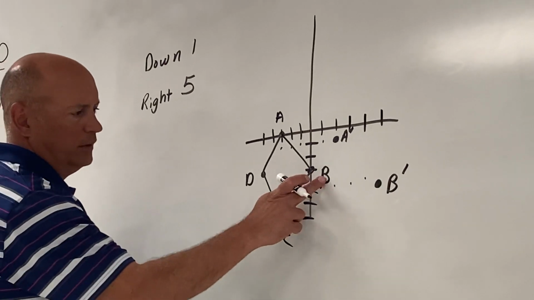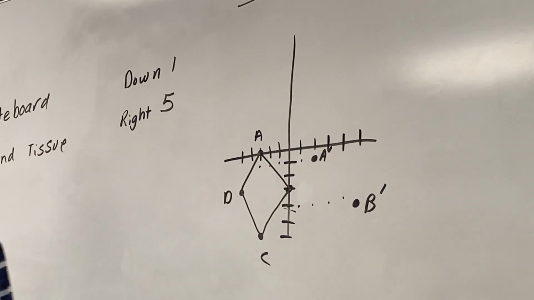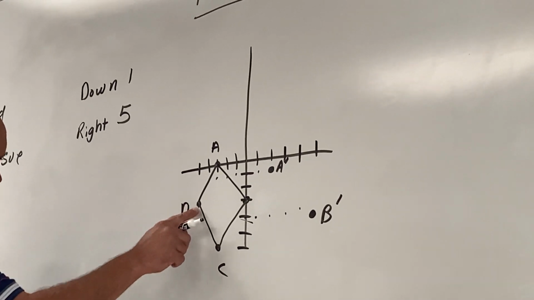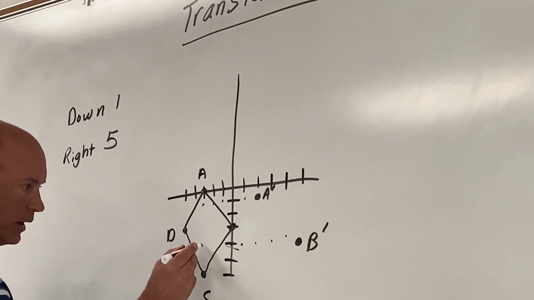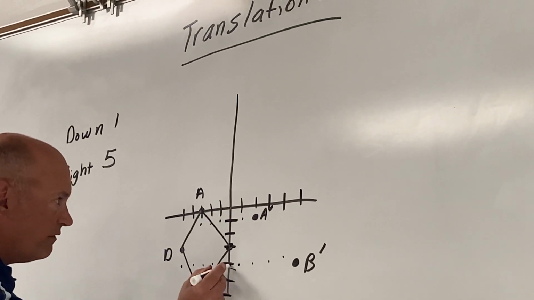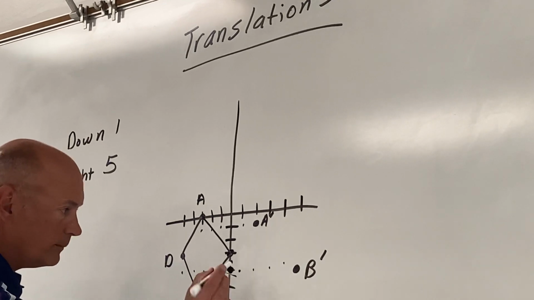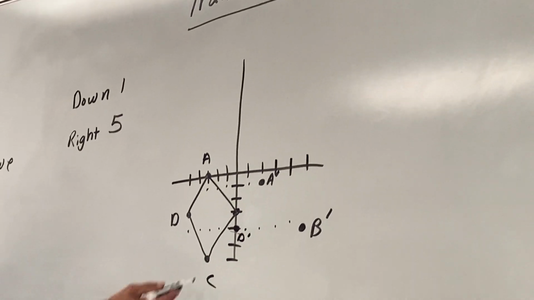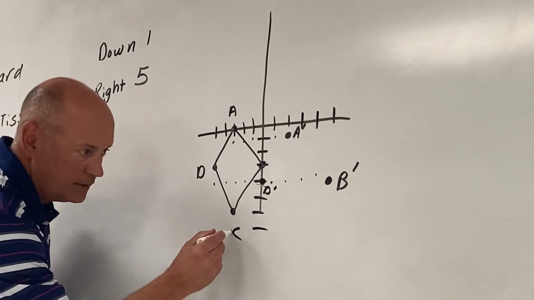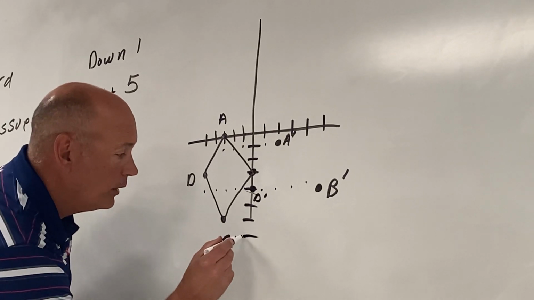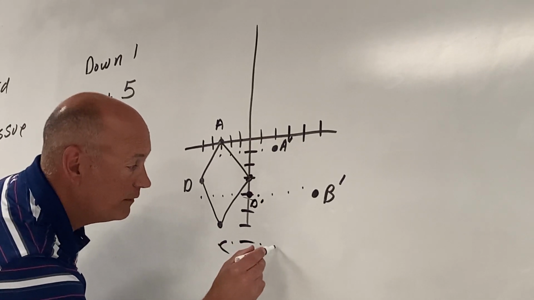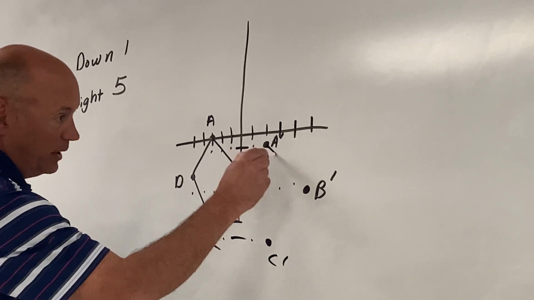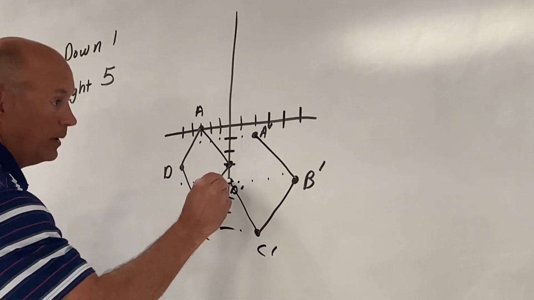And if that's in your way, you can erase it so it doesn't distract you. Are you with me? Let's do D. Let's go down 1. Let's go over 1, 2, 3, 4, 5. It's going to go right there. D prime. Then the last one is C. Go down 1 to the right. 1, 2, 3, 4, 5. And let's connect our new picture. A prime to B prime, B prime to C prime, D prime, and up.